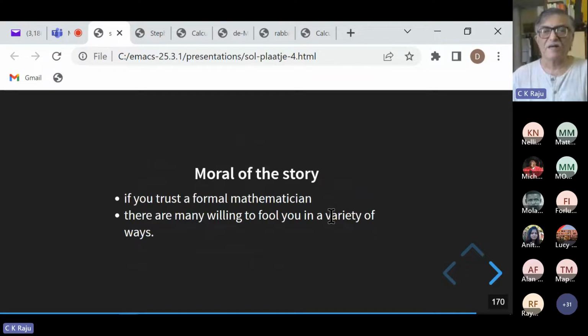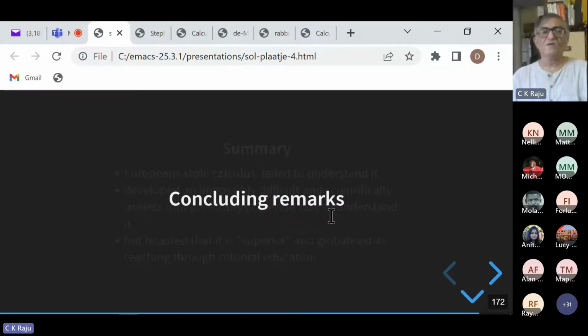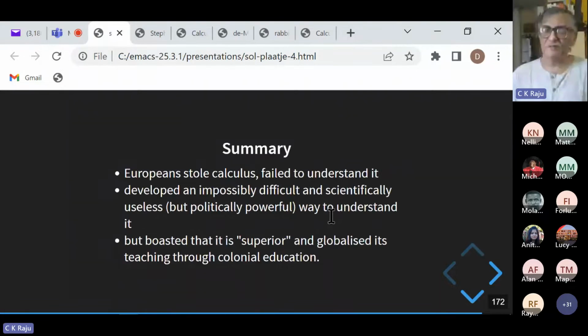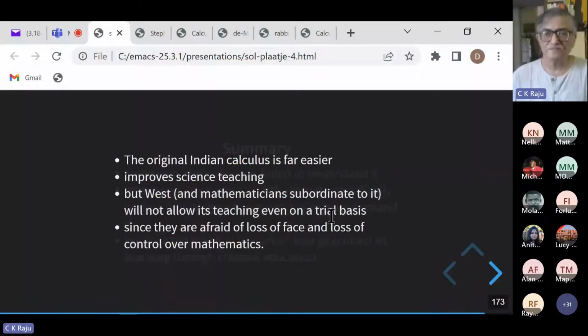So the moral is, if you trust a formal mathematician, there are many, I don't say all, there are many willing to fool you in a variety of ways, some of them excessively foolish, but they work in some sense. Okay, so Europeans stole the calculus, they failed to understand it, they developed an impossibly difficult and scientifically useless, but politically powerful way to understand it. Boasted that it is superior, globalized it through colonial education. The original Indian calculus is far easier, it improves science teaching, but the West and the mathematicians subordinate to it, because they have the money, will not allow its teaching even on a trial basis. But I hope that you are able to do this in South Africa. That's why I am talking to you for so long, because the West is afraid to lose space and to lose control over its mathematics if all these things come out.